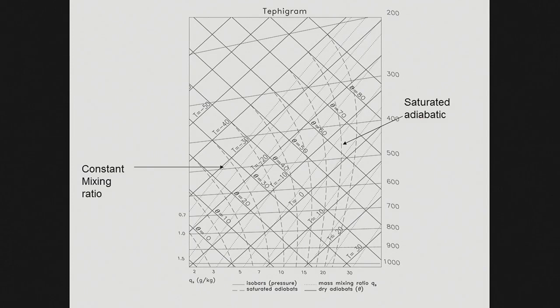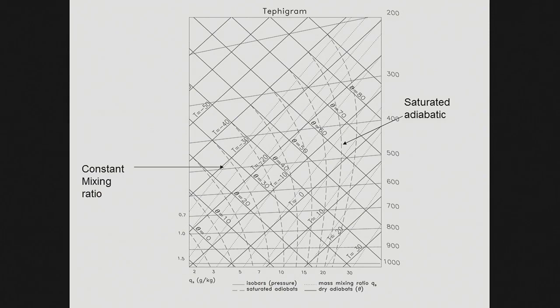There's the lines that slope up and to the right, the straight lines going up and to the right. These are isotherms, lines of constant temperature. Sloping up and to the left are lines of potential temperature. So the basic graph of the tephigram is temperature, entropy or potential temperature, and it's rotating through 45 degrees.